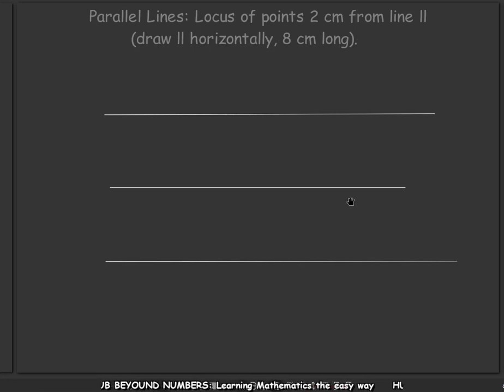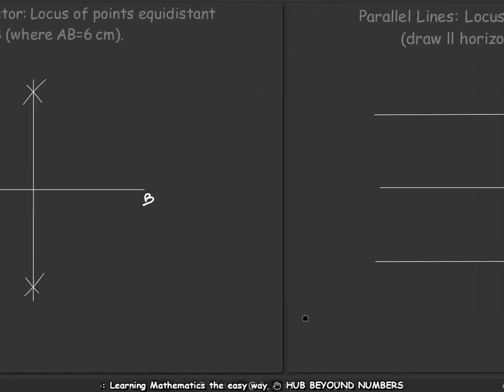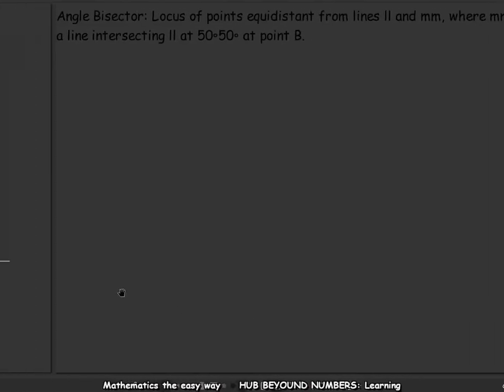You see? So that then brings us to the very last one, which is the locus of a point equidistant from 2 intersecting straight lines. So equidistant from 2 intersecting lines. And we call that an angle bisector. An angle bisector. So let's look at how we can construct this angle bisector. And as a matter of fact, we've actually done that in most of our sessions already.